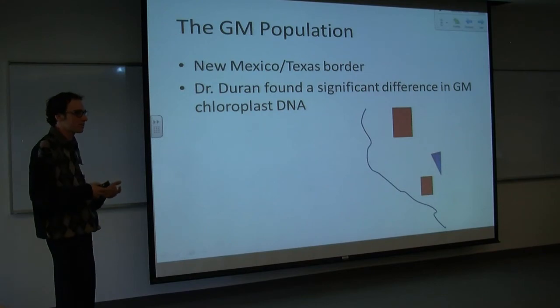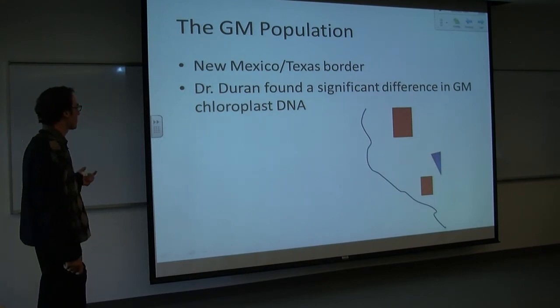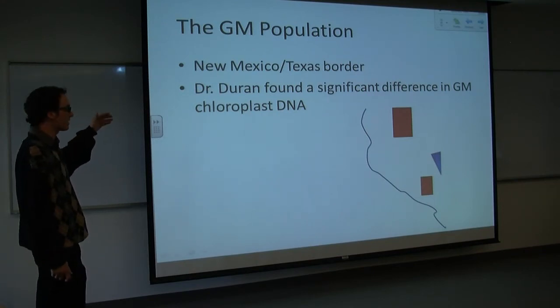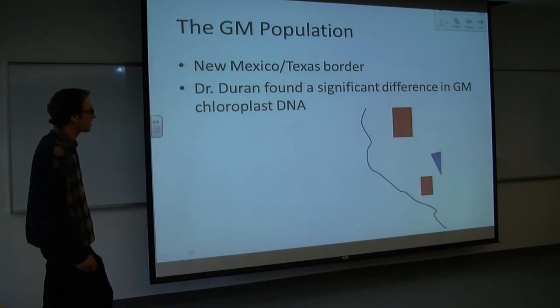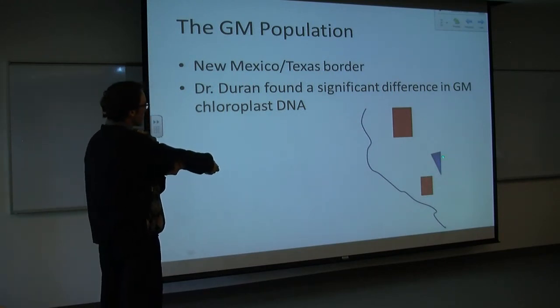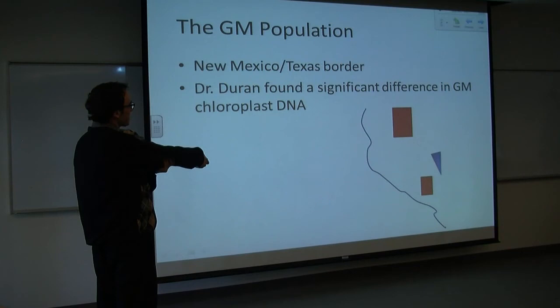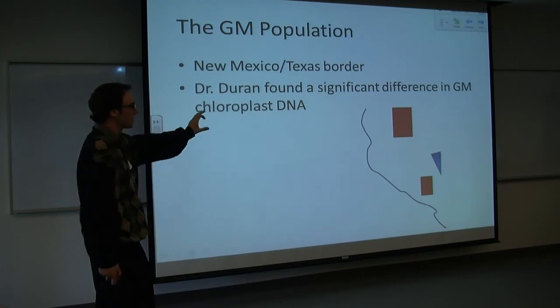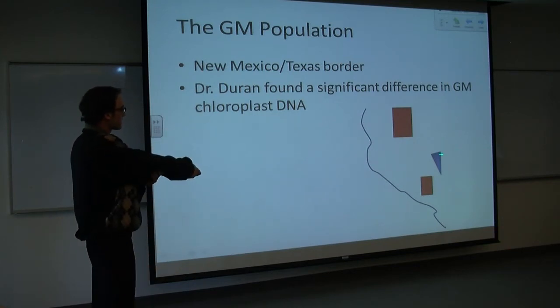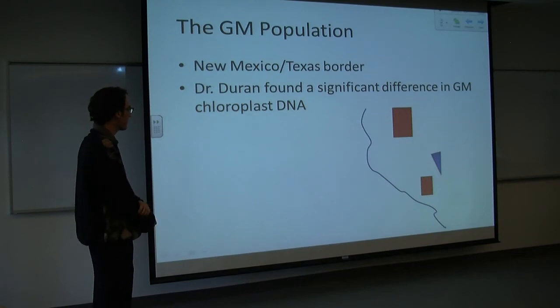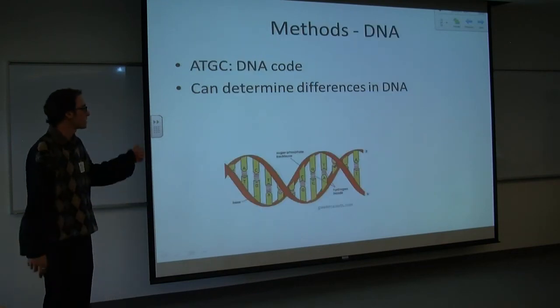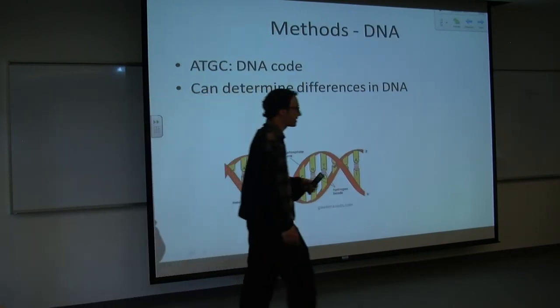And she looked at the chloroplast DNA in this. She found significant difference in it, and just to give you an idea of where it was, this is the population she looked at. It has 2 neighboring populations. Their DNA was identical, this DNA was completely different. Now, to talk about methods, I'll go ahead and have Vance explain what we did.